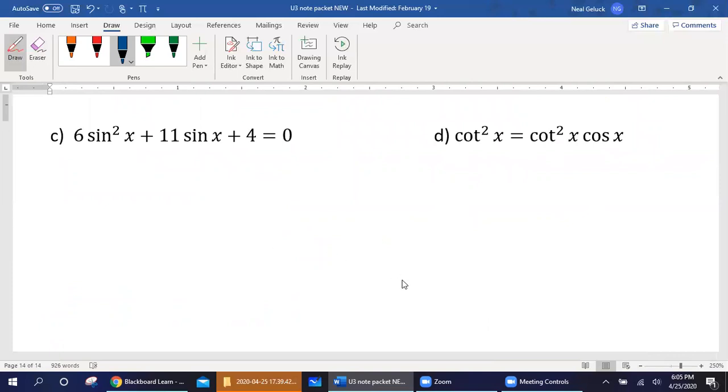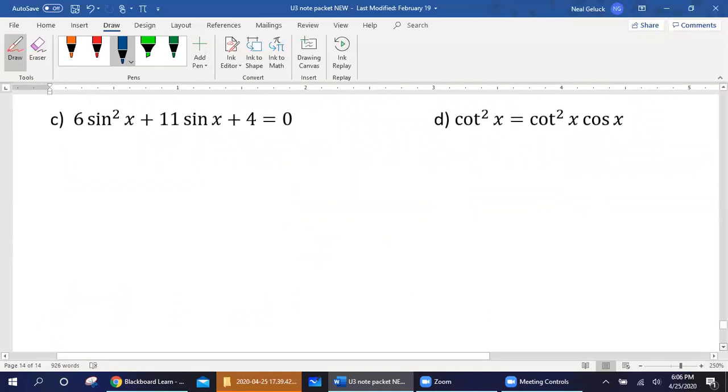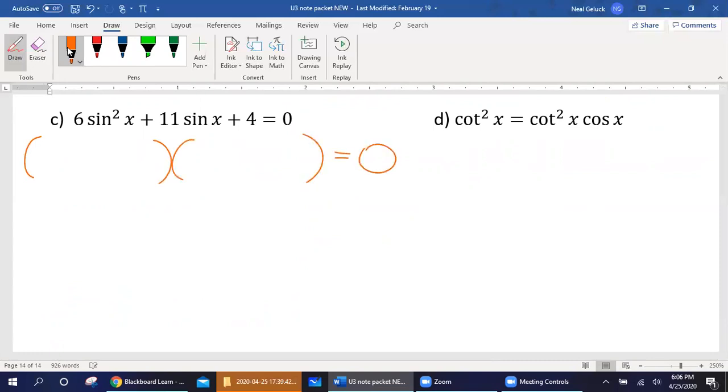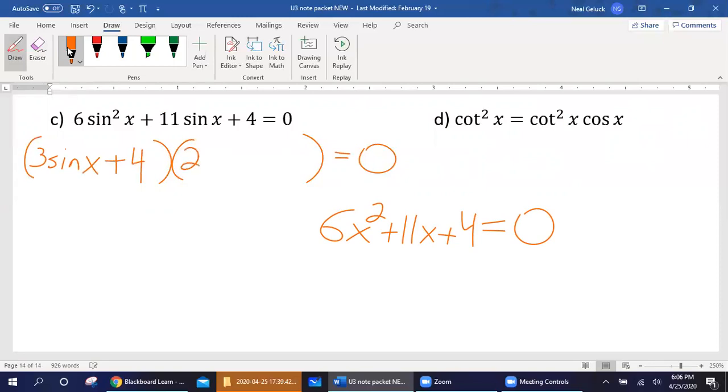Number 6 is another one of these that look an awful lot like factoring a quadratic. So I'm going to think of it like I'm factoring a quadratic. And again, you can guess and check. You can factor by grouping. You can X box. Again, think of it as if you're factoring 6x squared plus 11x plus 4, except instead of being an x, it's sine x. The factors are actually going to be 3 sine x plus 4 and 2 sine x minus 1.